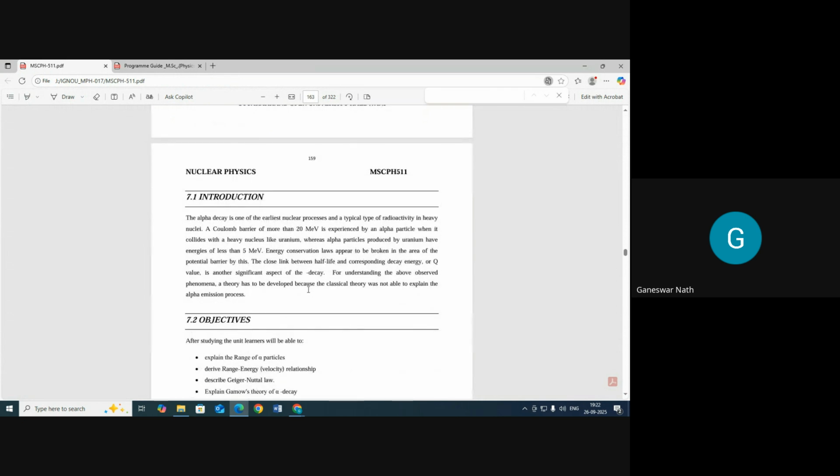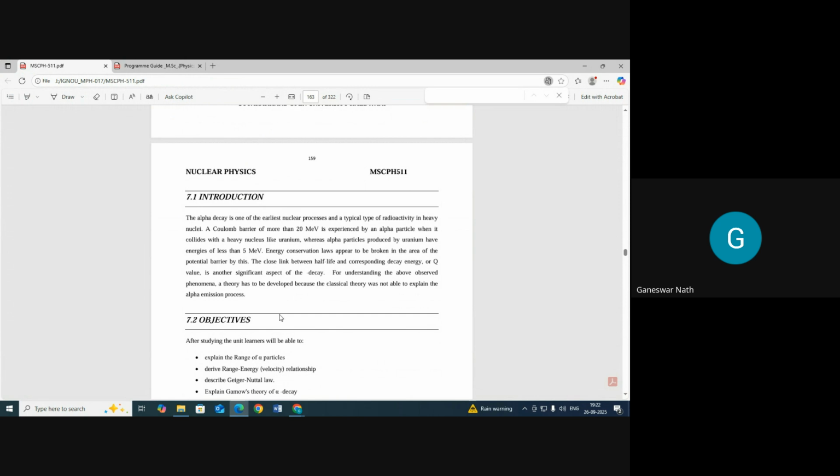So what is alpha decay actually? You know that alpha, beta, gamma are the particles or the decay that you may have read in BSc classes. These are the radioactive rays which get emitted from the nucleus due to the radioactive process. Alpha decay is one of the earliest nuclear processes and a typical type of radioactivity in heavy nuclei. A Coulomb barrier of more than 20 MeV is experienced by an alpha particle when it collides with a heavy nucleus like uranium, whereas alpha particles produced by uranium have energies less than 5 MeV.